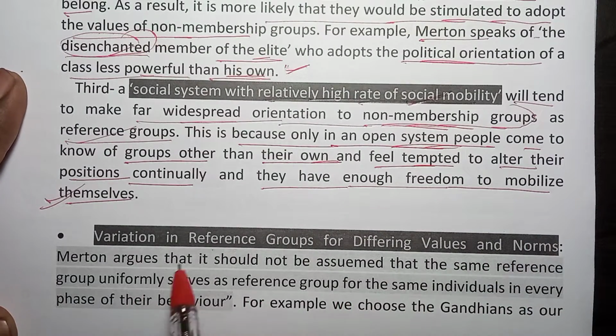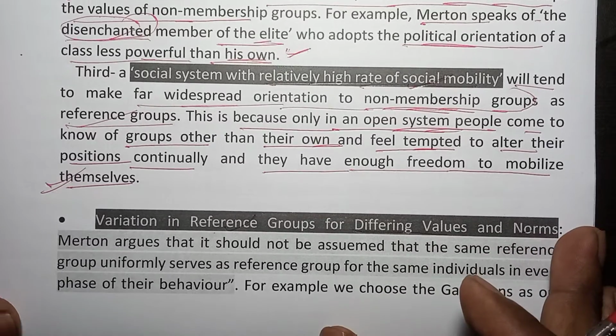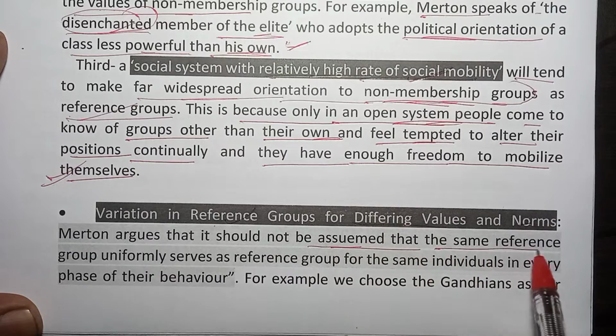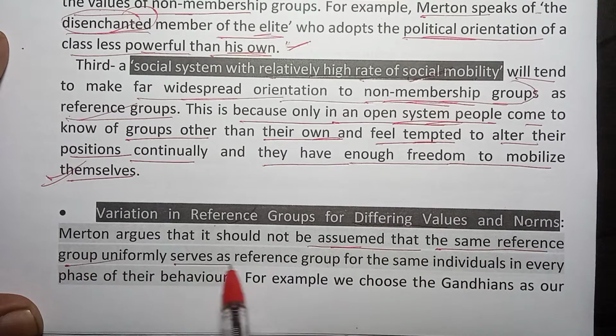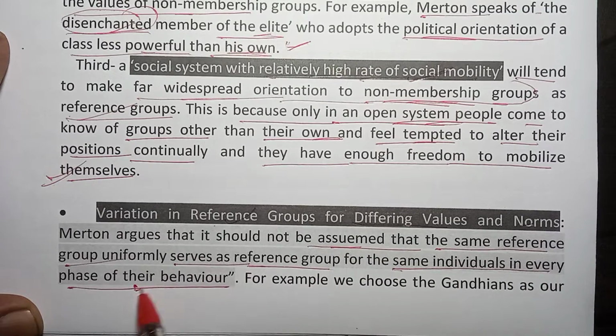Now, let us see variation in reference groups for differing values and norms. Merton argues that it should not be assumed that the same reference group uniformly serves as the reference group for the same individual in every phase of their behavior.